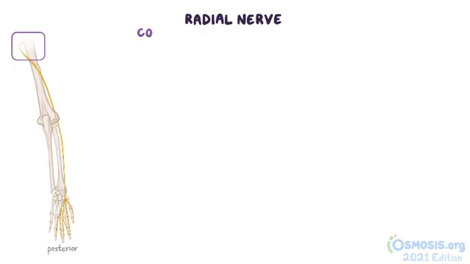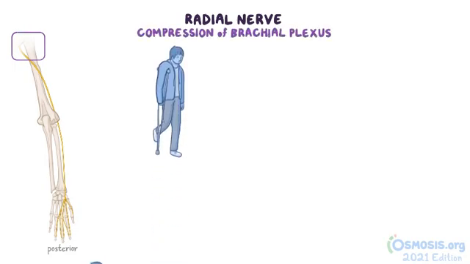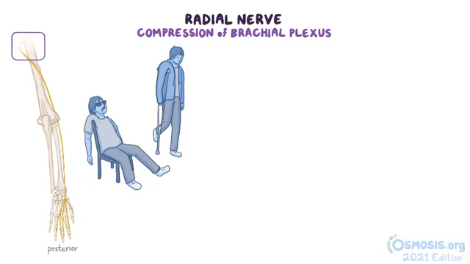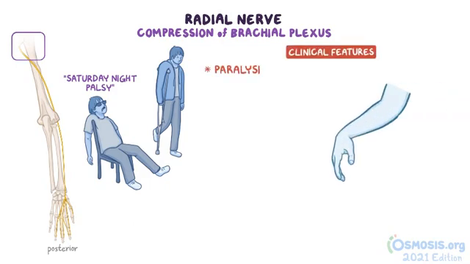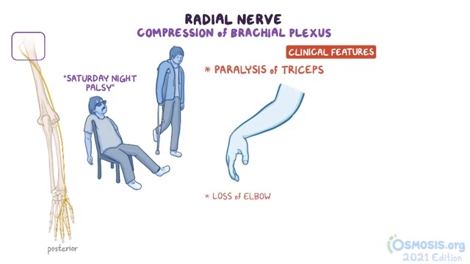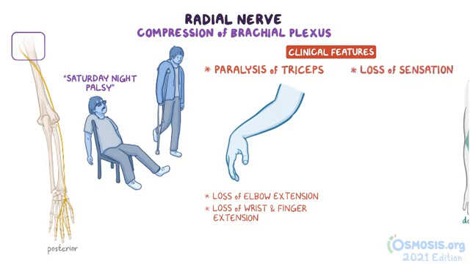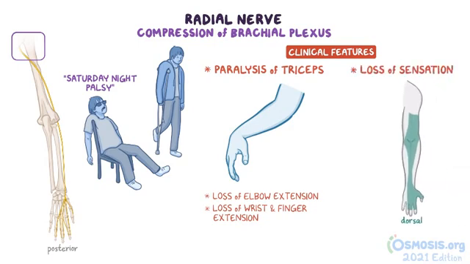Finally, it can occur due to compression of the brachial plexus, for example, when using crutches or sleeping with your arm hanging over a chair, hence the term Saturday night palsy. Since this injury occurs superior to the branches of the triceps brachii, this also causes paralysis of the triceps, leading to loss of elbow extension in addition to loss of wrist and finger extension. There will also be loss of sensation over the dorsal hand and thumb, as well as the posterior forearm or arm, depending on how high up the nerve damage is.